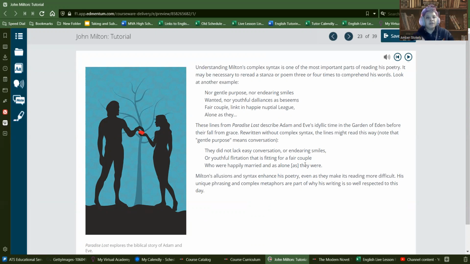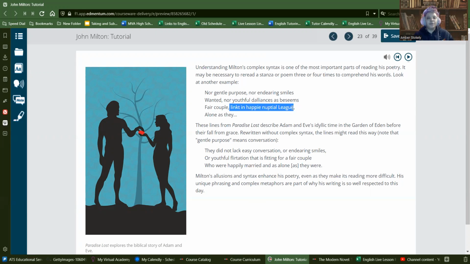So if you take your time and you make sure to look up some of the words that you're having a hard time with, I think that you can translate this. To get through the rest of it, linked, even though it's spelled with a T, we can guess what that is. It's basically the older form of ED. So linked in happy nuptial league. So nuptial league is basically just a fancy creative way to say they were married.